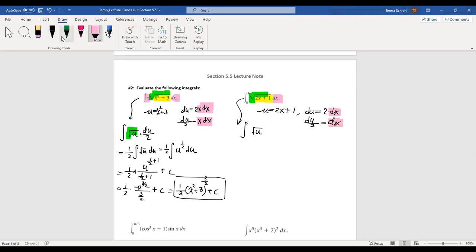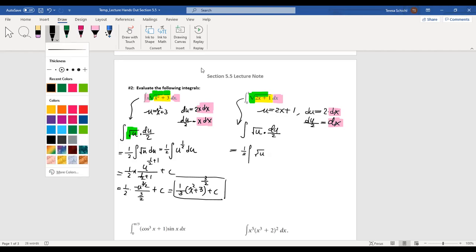Yeah, I matched, right? So now here this will be du over 2. And then you can move the 1/2 out. So this is the square root of u, du over 2, just du, right? Okay, so now the other thing here we need to be careful about is, so this will be du.